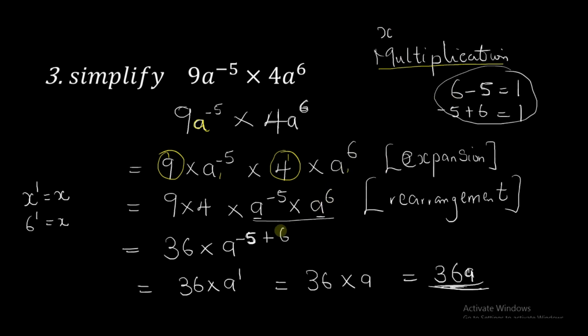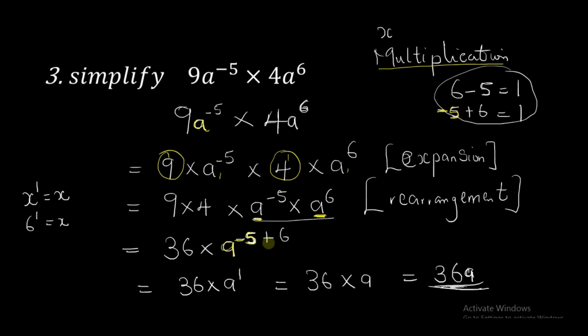If we apply that law here, because there is a here as the root number and also a here as the root number, we take one of the a, and then add the powers. The power that you have here is minus 5, and the power here is 6. So it will now be minus 5 plus 6, which will give you 1. Minus 5 plus 6 is still the same thing as 6 minus 5 when you turn it around.